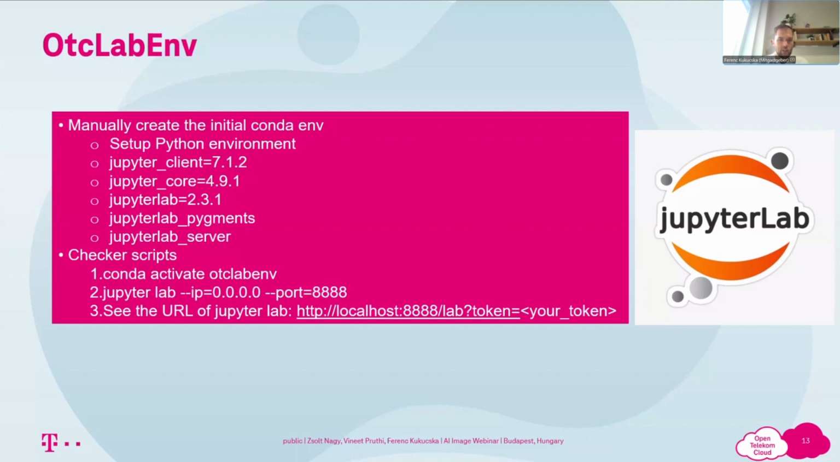In OTC LabEnv, you just have to activate the Conda environment, as you can see under the checker script bullet point. So conda activate OTC LabEnv, that's it. So the OTC LabEnv is already activated. Then you have this JupyterLab command. You just have to enter that, specifying the IP address and the port number. You will get a token from this, and then you can immediately see in your web browser that JupyterLab is present, and you can begin coding there. I will present this in the upcoming video.